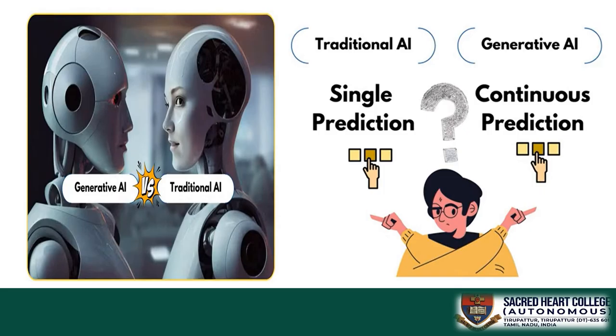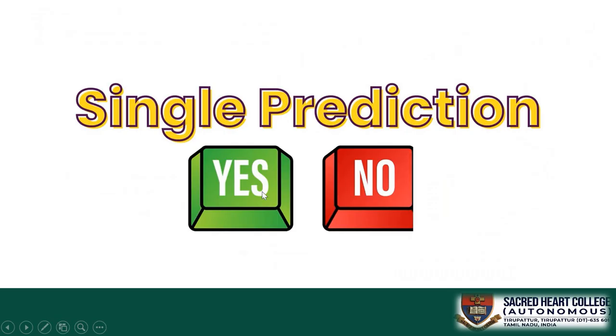Point to a single square icon. See this single square that represents a single focused prediction of traditional AI. When we come to generative AI, it is called a continuous prediction. So this is a single prediction, with only a single block or a single square icon.